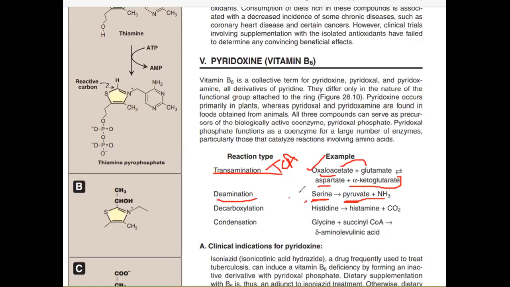Just forget this. Then decarboxylation: histidine is an amino acid which is only found in children. Mark my words, histidine is only found in children, not in adults, and it is converted to histamine plus carbon dioxide, obviously involved in protein metabolism. Then condensation reactions, in which glycine, an amino acid, combines with succinyl-CoA of the TCA cycle, making alpha aminolevulinic acid, which is responsible for the production of heme.